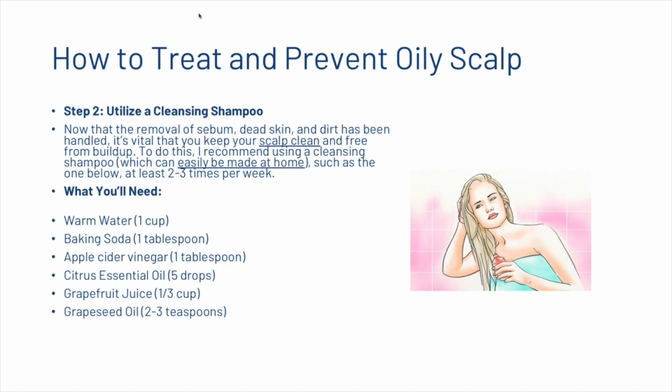The next step is to utilize a cleansing shampoo. Now that the removal of sebum, dead skin and dirt has been handled, it's vital that you keep your scalp clean and free from buildup. To do this, we recommend using a cleansing shampoo, such as the one below, at least 2 to 3 times per week. And what we recommend is using 1 cup of warm water, 1 tablespoon of baking soda, 1 tablespoon of apple cider vinegar, 5 drops of citrus essential oil, 1/3 of a cup of grapefruit juice, and 2 to 3 teaspoons of grapeseed oil.